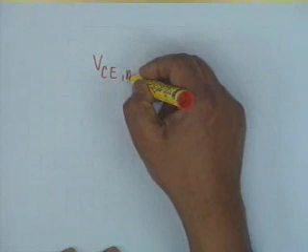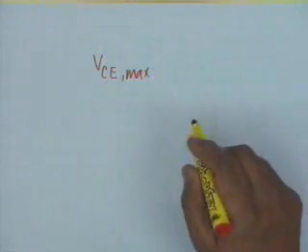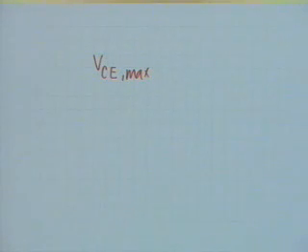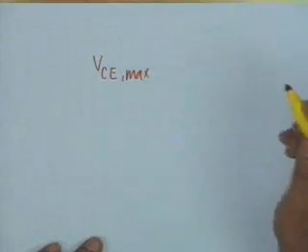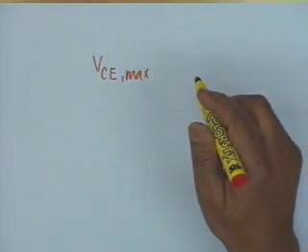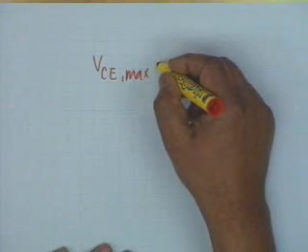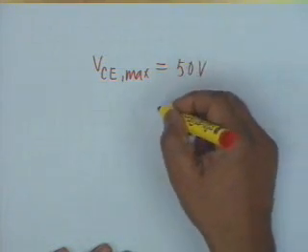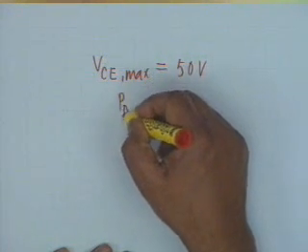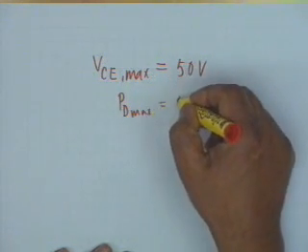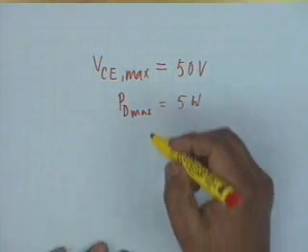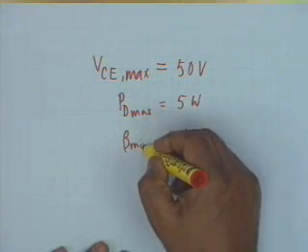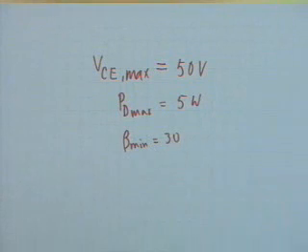Nevertheless, to illustrate the design of a transformer coupled amplifier, we take a typical example in which the same specifications for the transistor hold as was used in the previous example of transformer less power amplifier, that is resistance load. Suppose we have a transistor in which the maximum VCE is 50 volt, the maximum power dissipation is 5 watt, and let us say beta min is equal to 30, the same specifications as we had used in the previous example.